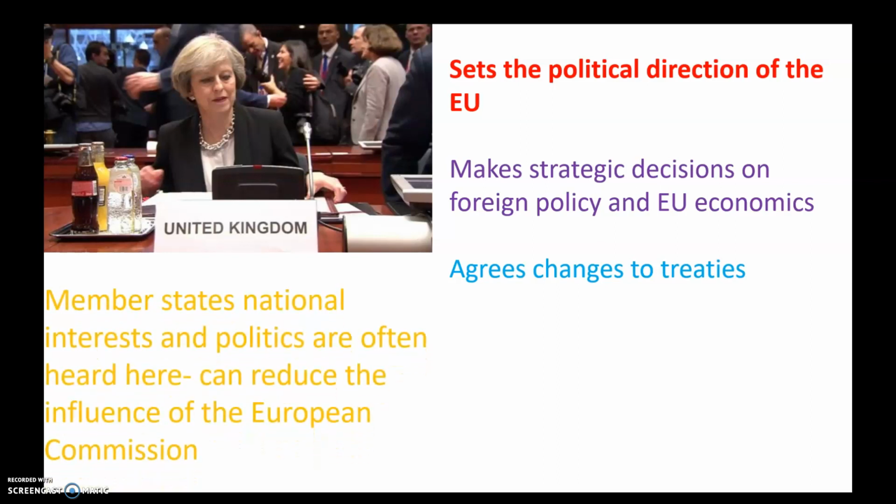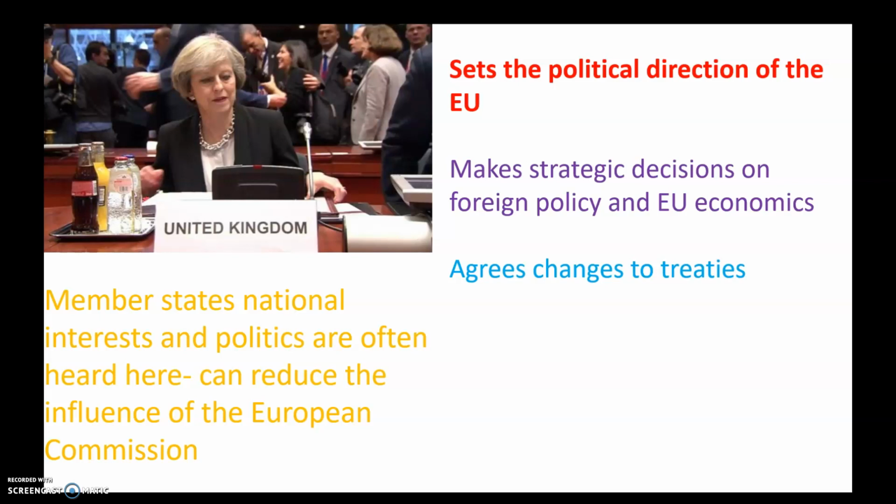So at this institution, member states' national interests and politics are often heard. And this can reduce the influence of the European Commission. Whereas the European Commission is a supranational institution which just deals with the EU, this institution, if you like, gives a national viewpoint on what the European Commission wants to do.